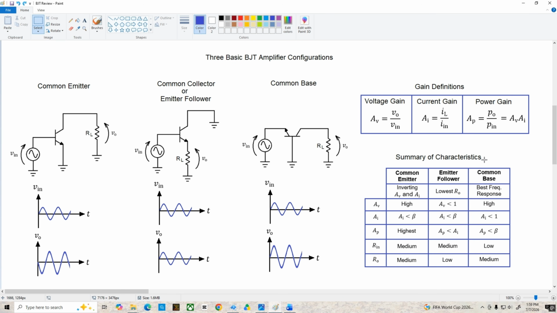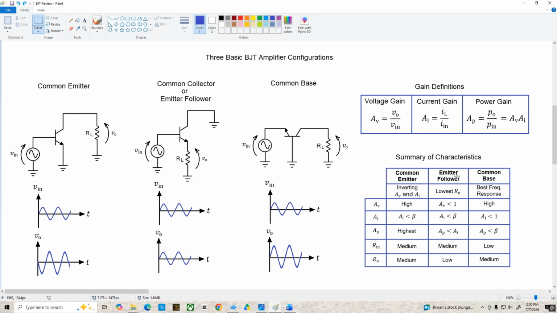Now, coming to the summary of their characteristics, the common emitter amplifier, the one you're going to see most often, inverts, and it has a relatively high voltage gain. The current gain is something less than beta. It's got the highest power gain of all three configurations. Its input resistance is medium or moderate, and its output resistance is as well.